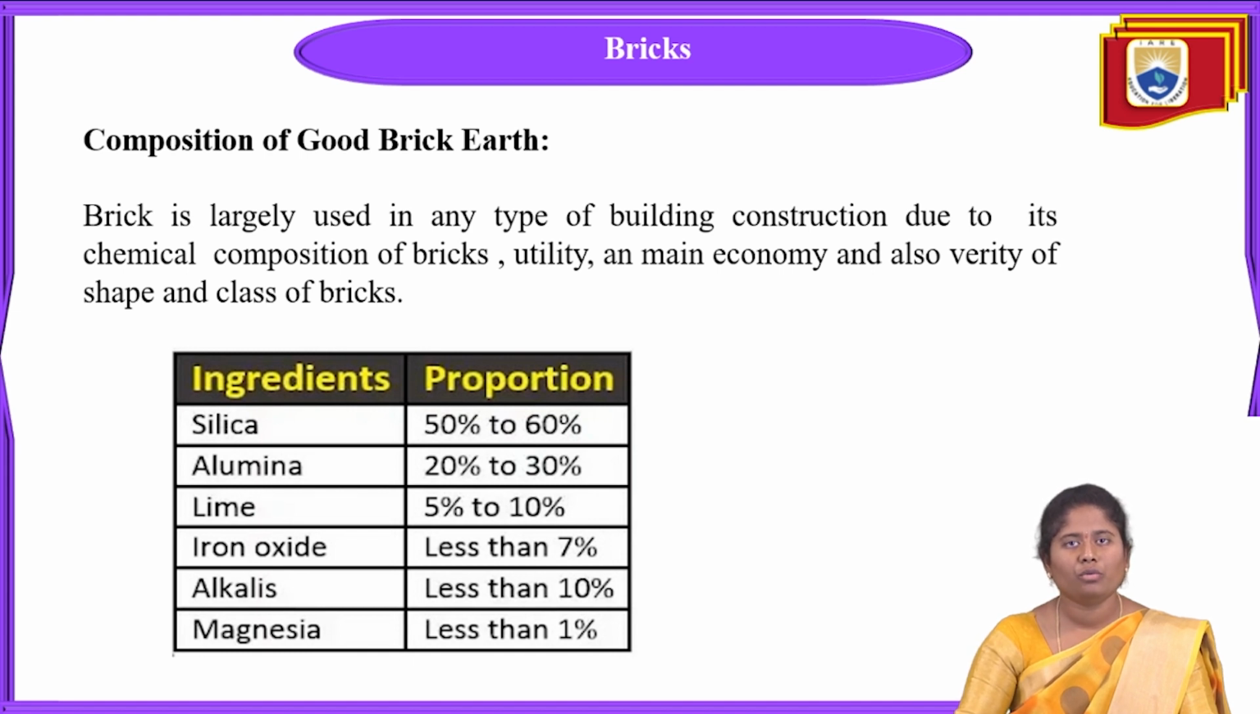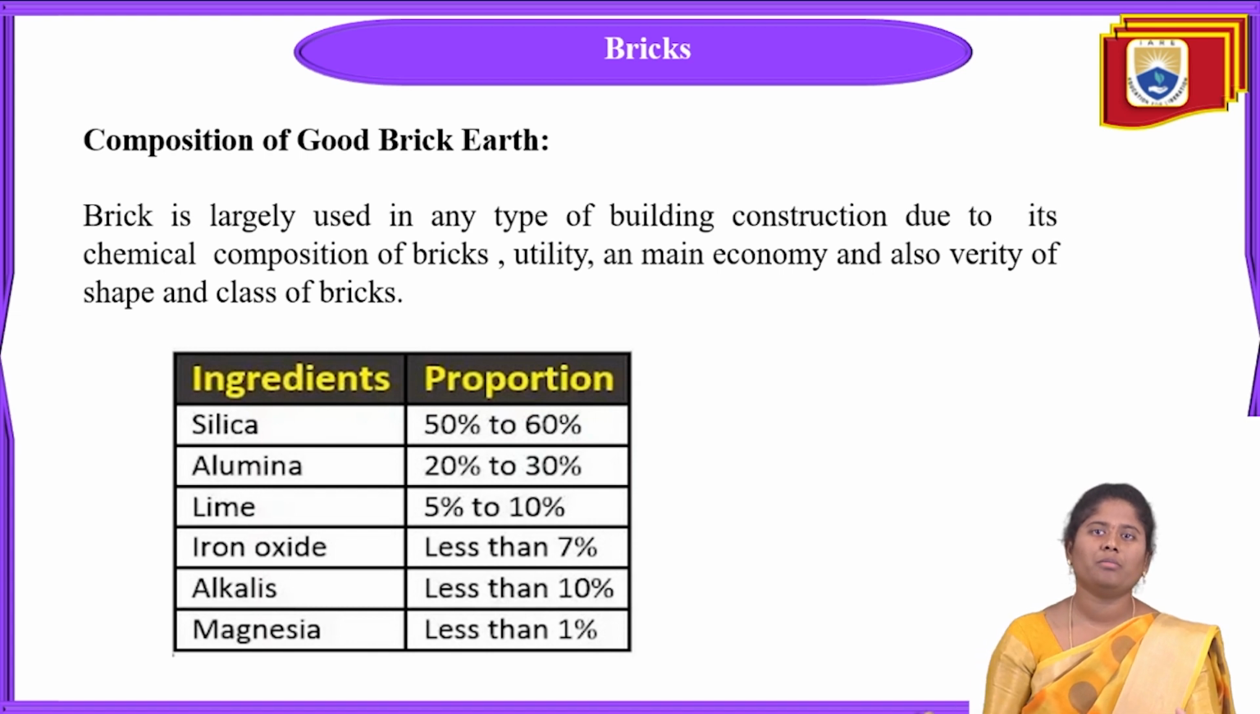By using brick, we construct many structures, and it is mainly economical. The cost of brick is very low, and there is no maintenance cost for it. So in every age, from ancient days to the modern age, we are using bricks because of their low cost and low maintenance. The quality of the brick will also be very good when compared with these chemical compositions.